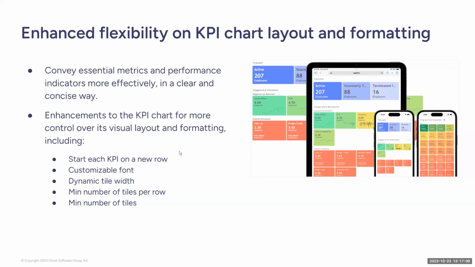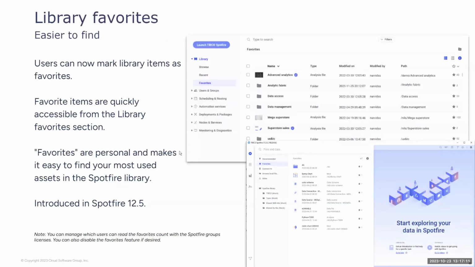So that's it for the KPI chart. And moving forward to library favorites. So this is something that is not exactly new. It came in Spotfire 12.5, but we have introduced library favorites that makes it easier to find your most important library items quickly. It's available both in the web client and installed client, and both within the analytics experience and also from the library browser.